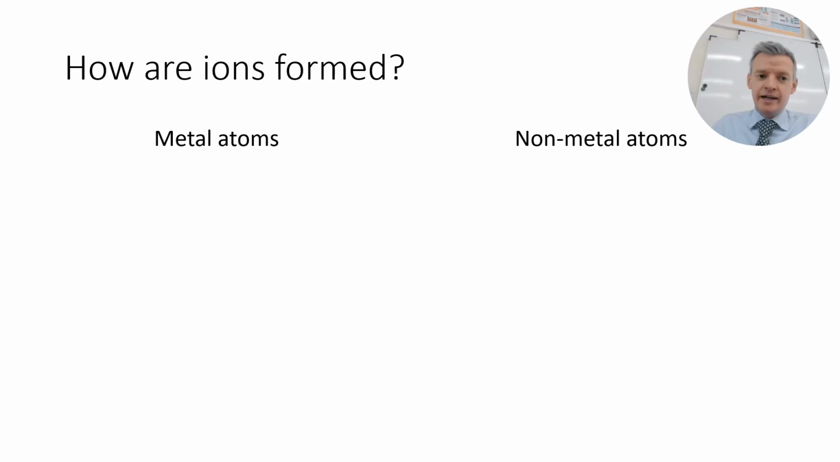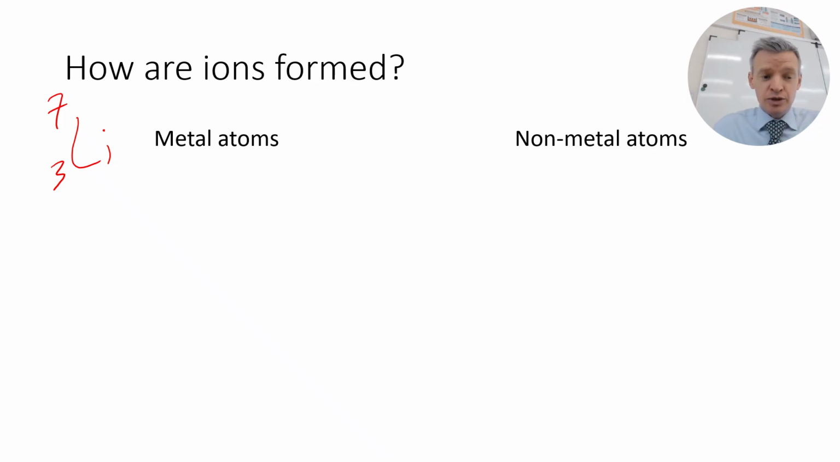So how are ions formed? We're going to take this in two parts. We're going to look at metal atoms and how they form ions, and then we're going to look at non-metal atoms and how they form ions. So the first one I'm going to use as my metal is lithium. And what I'm going to do is write down lithium's notation from the periodic table. So it's lithium 3, 7. So 3 is its atomic number, 7 is its mass number.